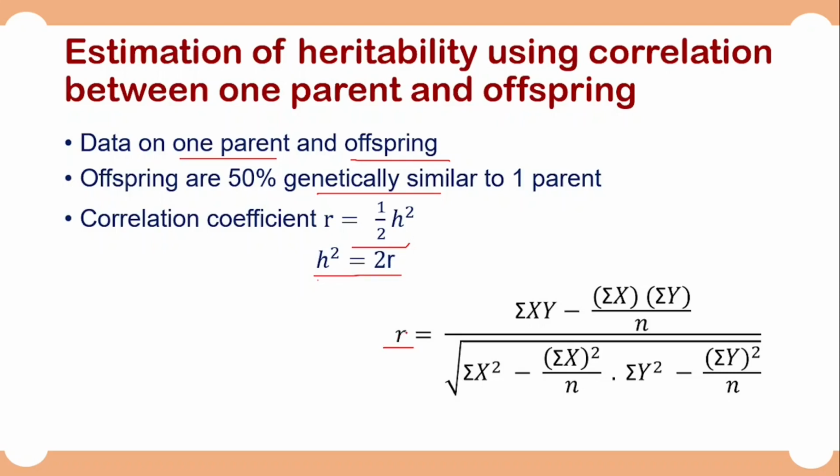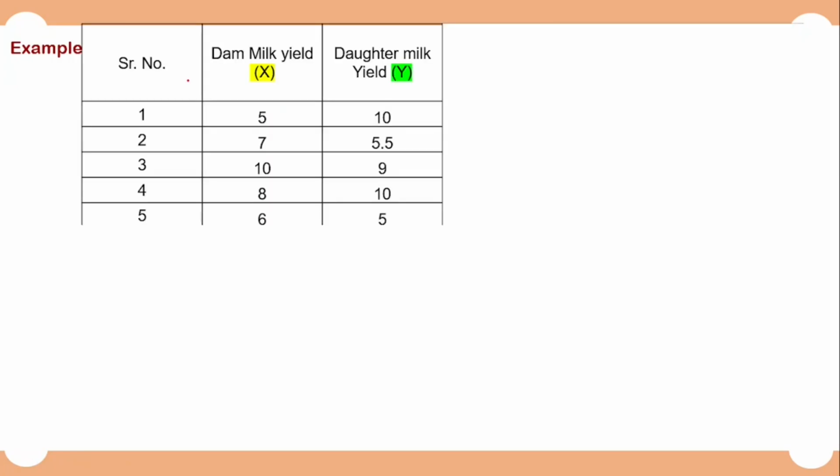The correlation is denoted with small r, and we will use this method to calculate the correlation coefficient. So now we will calculate heritability using the correlation between one parent and offspring. We will use this data to first calculate the correlation coefficient, and then on the basis of the correlation coefficient we will calculate narrow sense heritability.